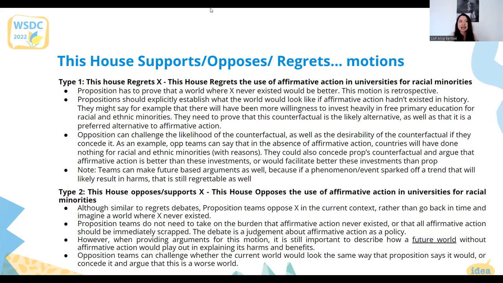But in the same way that this house regrets motions can claim impacts in the future, this house supports and this house opposes can also claim impact in the future, because if you are supporting a policy in the status quo or the continuation of a policy or the continuation of a narrative, of an idea, and things like that, it is likely that this will have impact on how the world will develop. So both proposition and opposition can also argue for a future world here.